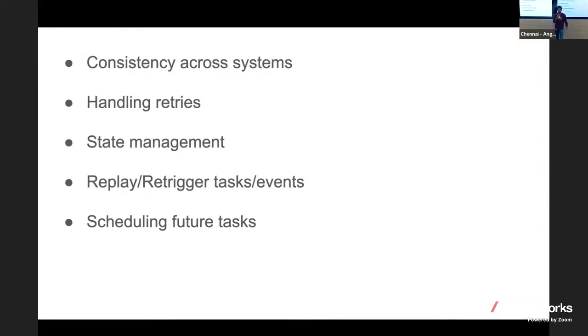So some of the problems we face in distributed systems is consistency across systems, right? What I mean by consistency across systems is, in traditional monolith applications, when we are dealing with database operations, I'm sure most of you would have used the transaction concept, where you begin a database transaction, do multiple things, and then you commit at the end. And if there's any failure in between, you roll back, right?